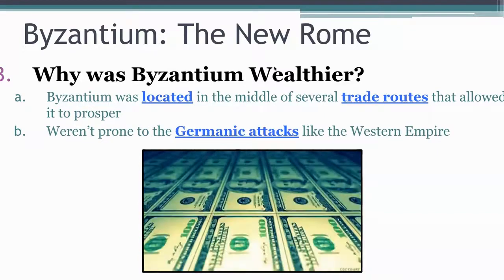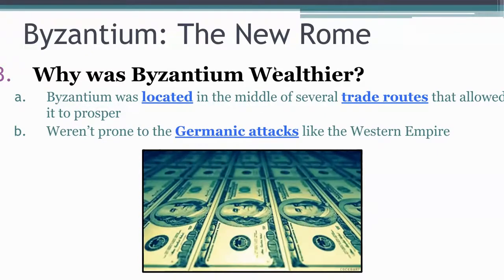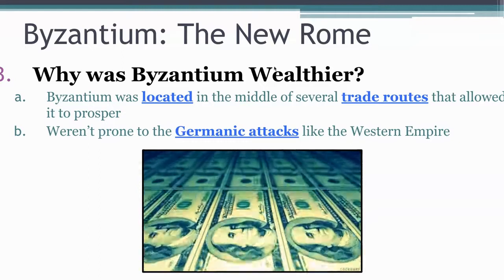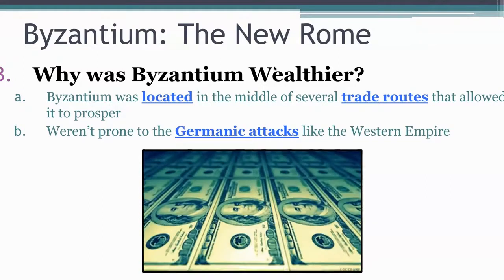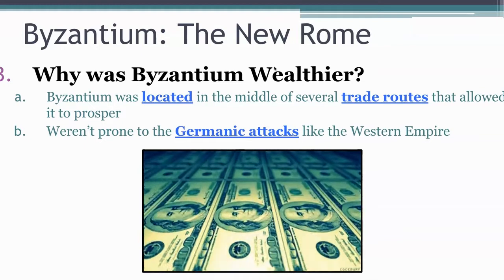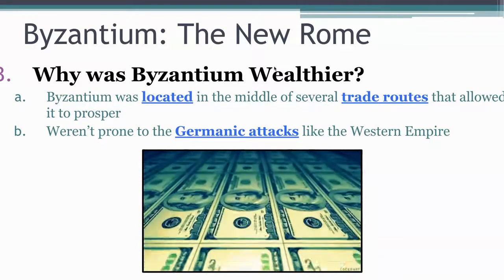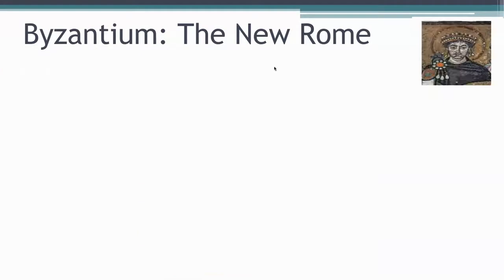On top of it, this area was further away from those Germanic tribes, so they weren't prone to the Germanic attacks like the Western empires. So it was, in a sense, safer to travel and trade in the eastern half of the empire.